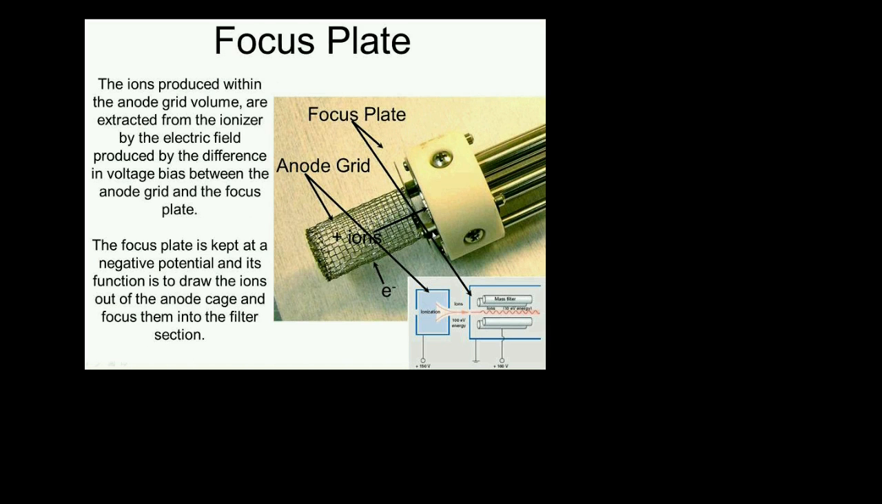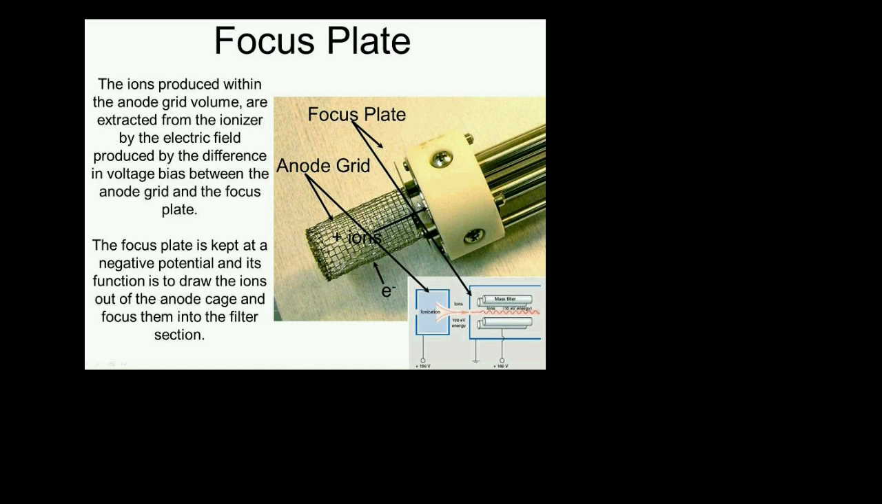The final item here is the focus plate. Once the ions are formed inside the anode grid, the focus plate is just a little piece of metal, right? A little plate with a hole in the middle. Its job is to attract the ions and transfer them into the quadrupole mass filter.